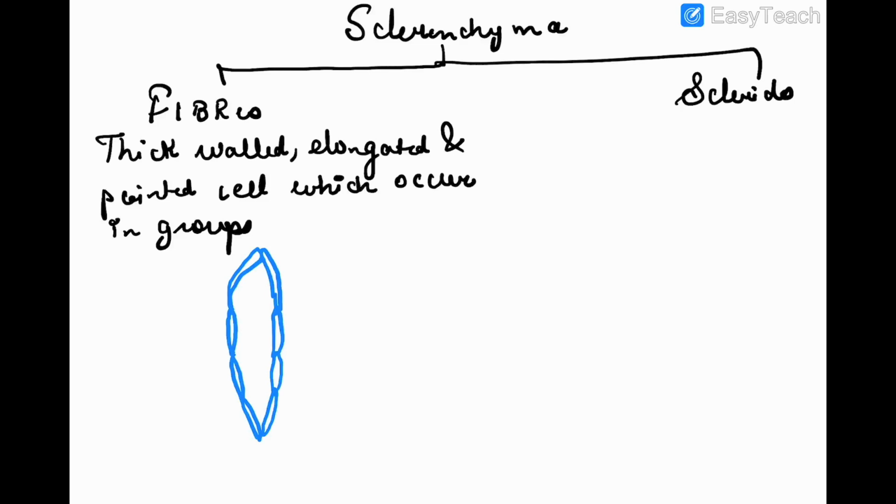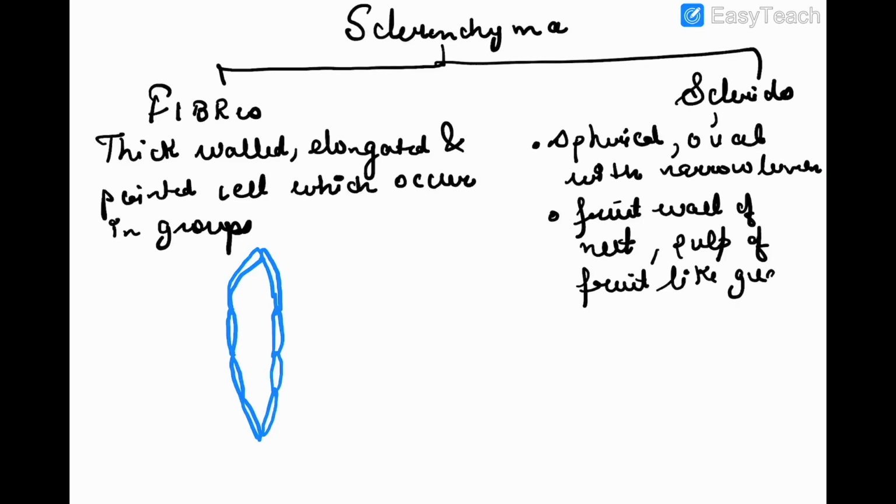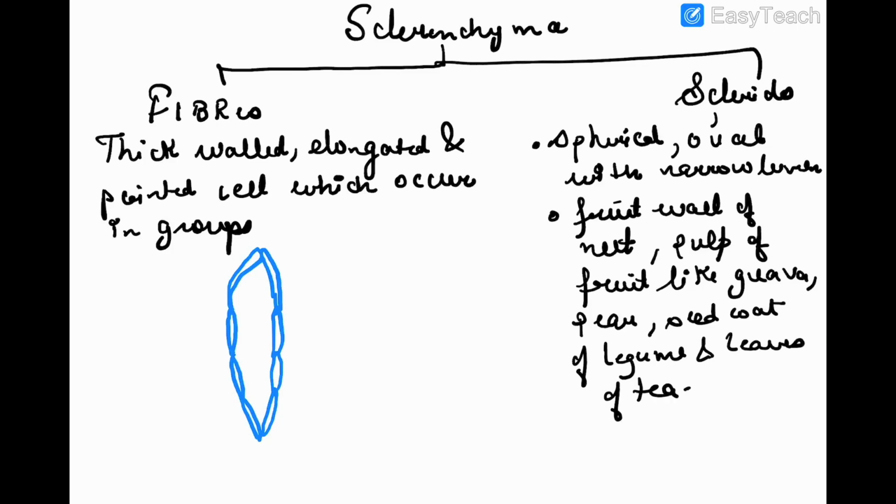Now let us talk about sclerids. Sclerids are spherical, oval, with narrow lumen, and they form the fruit wall of nut, pulp of fruit like guava, pear, seed coat of legumes, and leaves of tea. So sclerids, they are spherical.